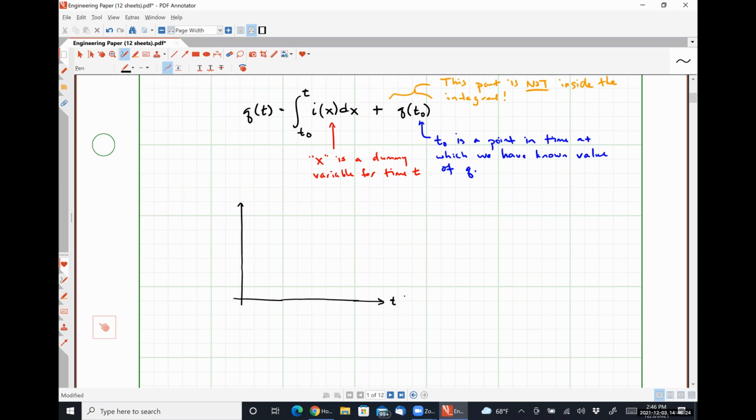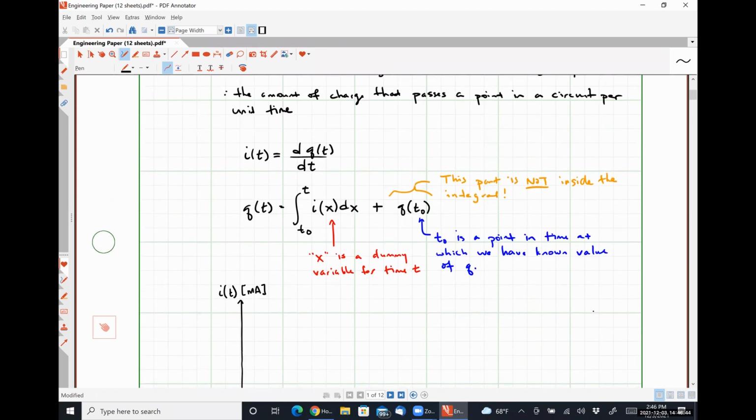So let's say that our horizontal axis represents time in seconds, and our vertical axis represents current measured in milliamperes, which I guess technically I haven't defined the unit of current yet. So I'm going to do that right up here. The unit of current is the ampere, which is fundamentally 1 coulomb per second. The unit of charge is the coulomb. Right?